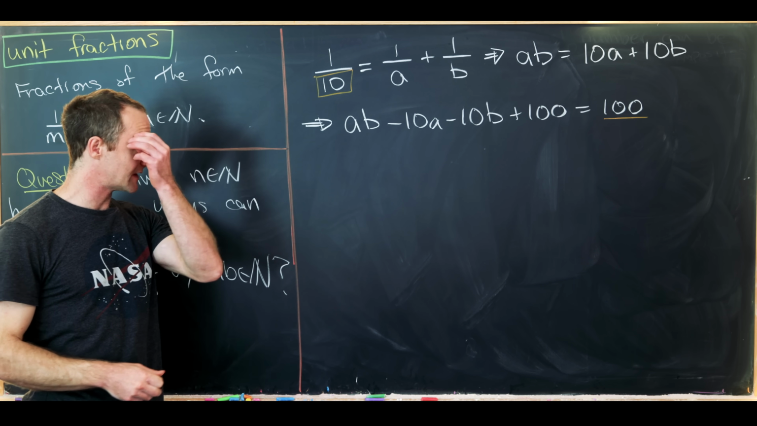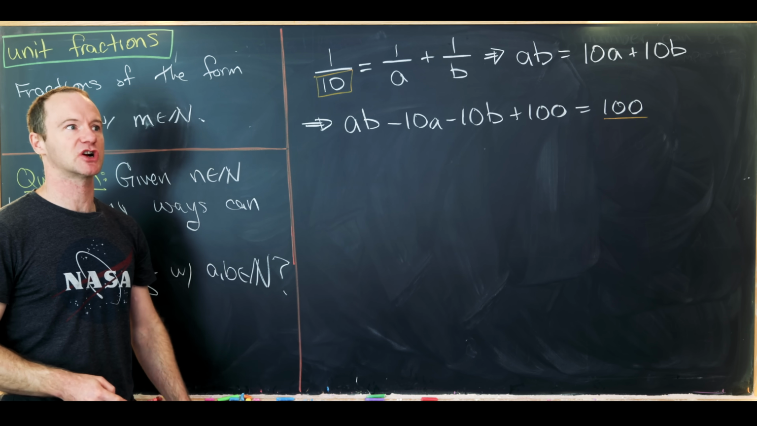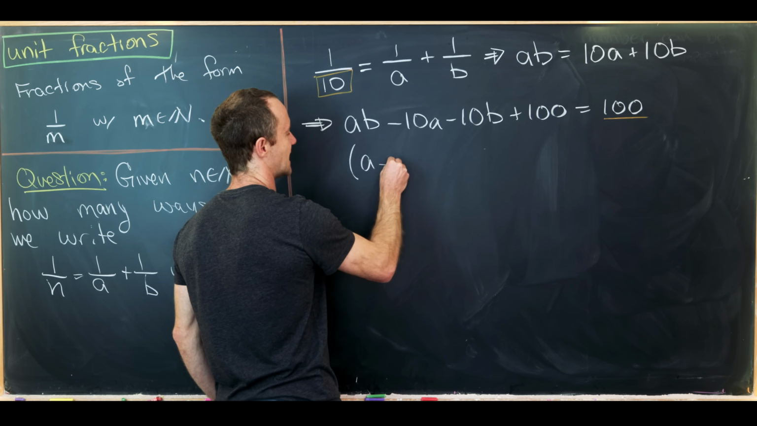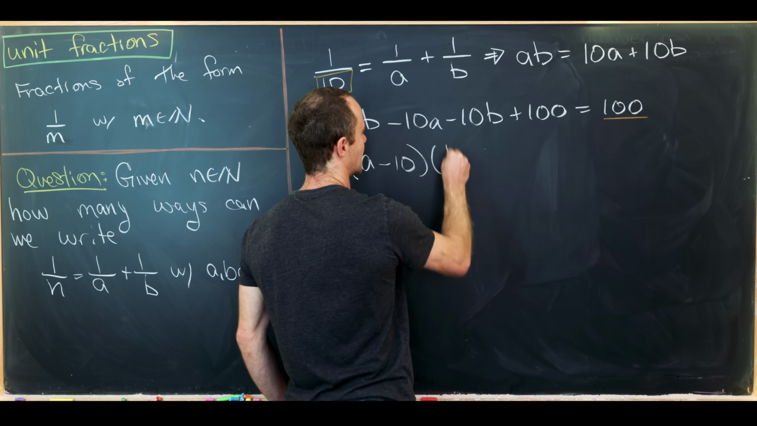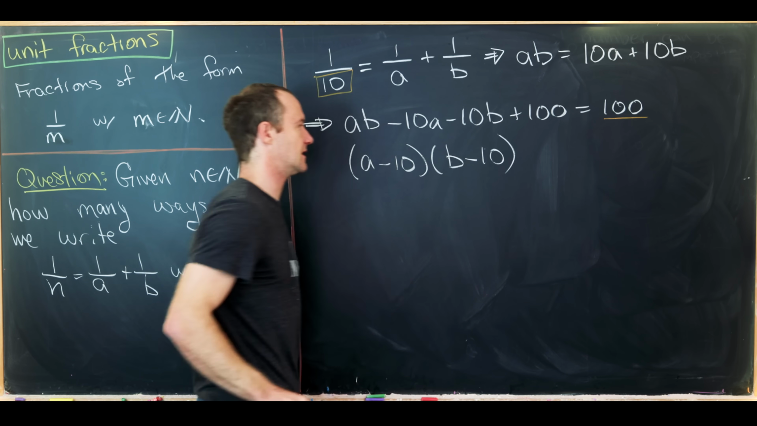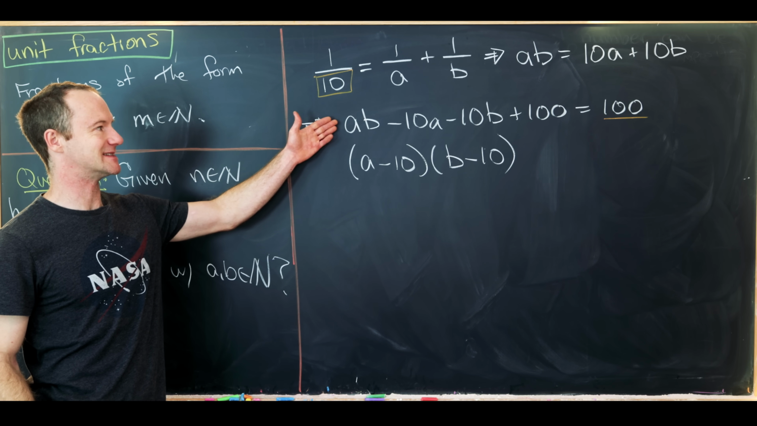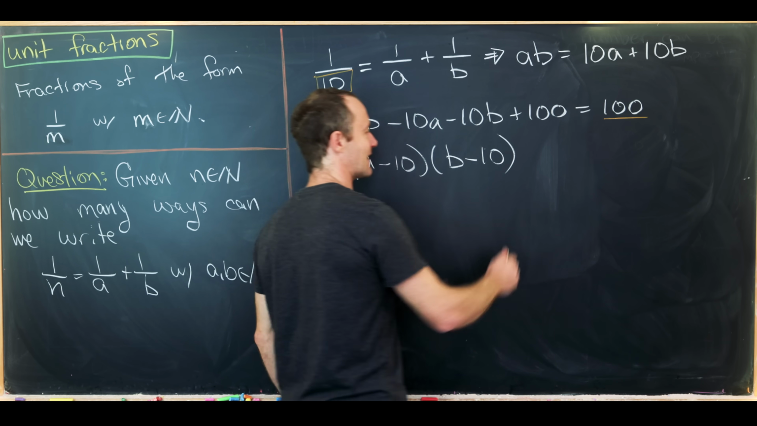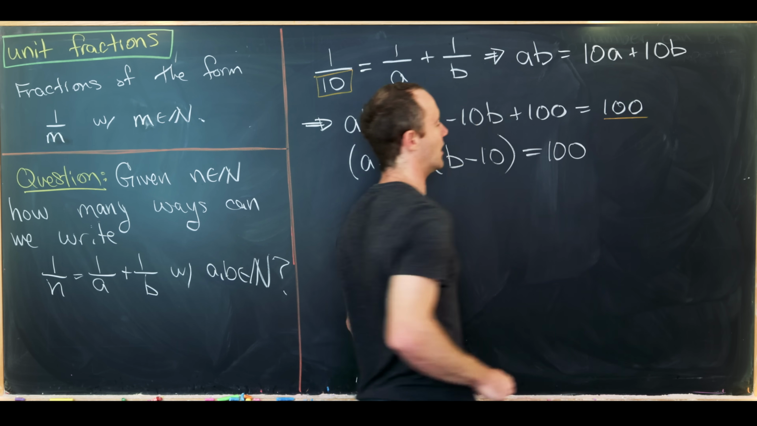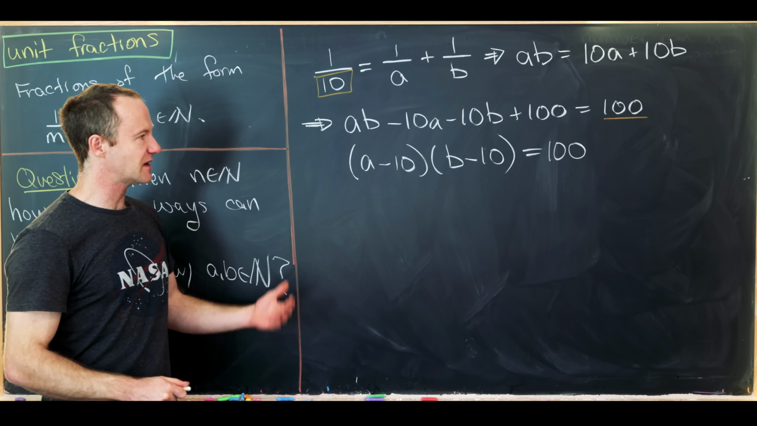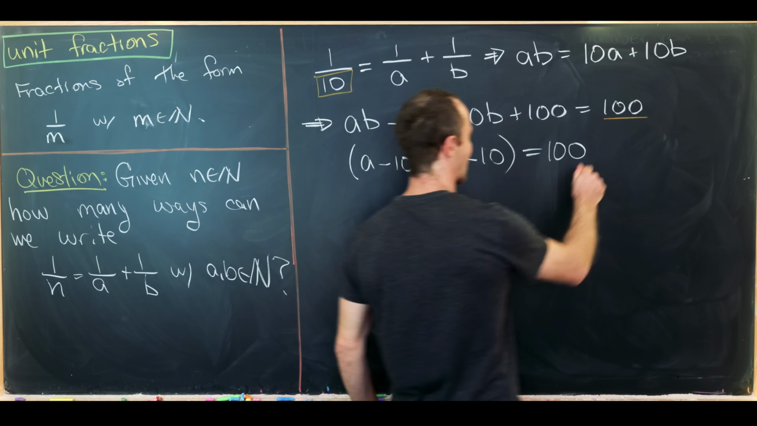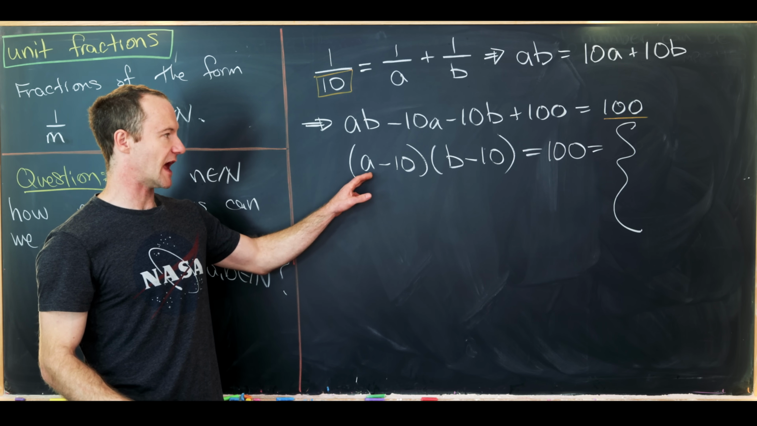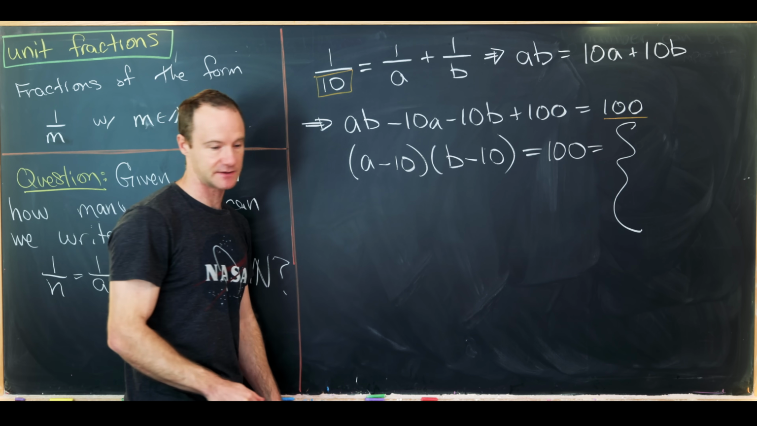But now we've written this left-hand side so that we could factor it. Like I said, we're trying to complete the product. So let's factor it. Notice that it will factor as a minus 10 times b minus 10. So if we were to FOIL this out, we get exactly the left-hand side of the above equation. So that's good. And then we have this is equal to 100. And now we just want to think about all the different ways that we can factor 100 and split all of those different ways among a minus 10 and b minus 10.